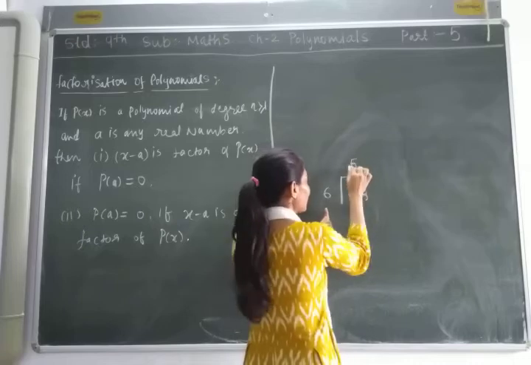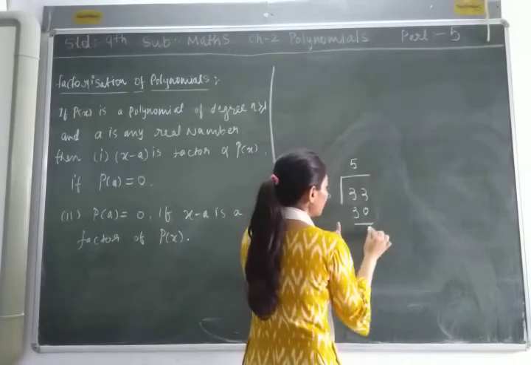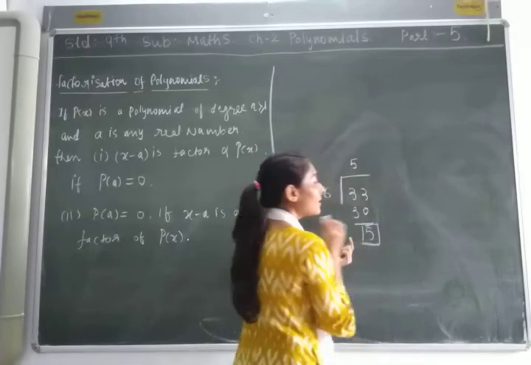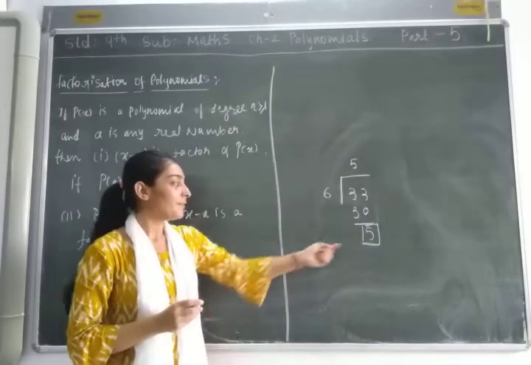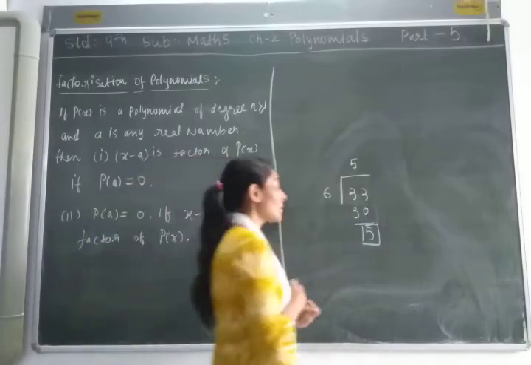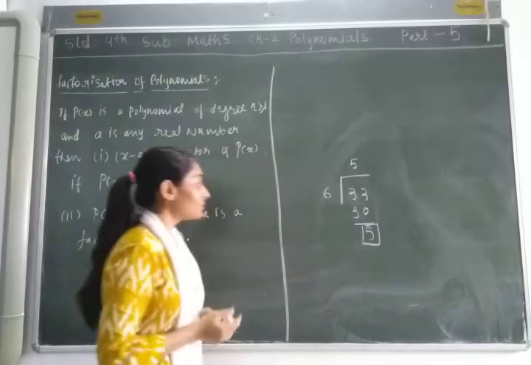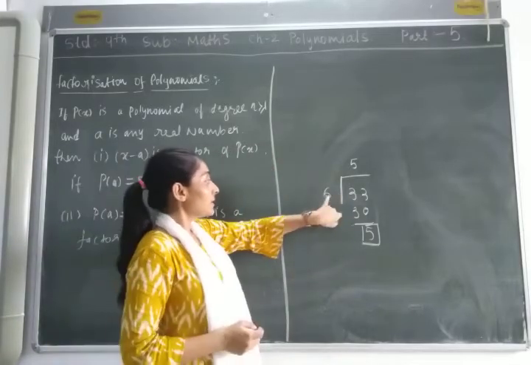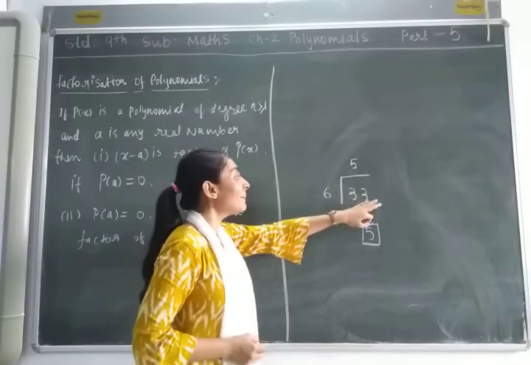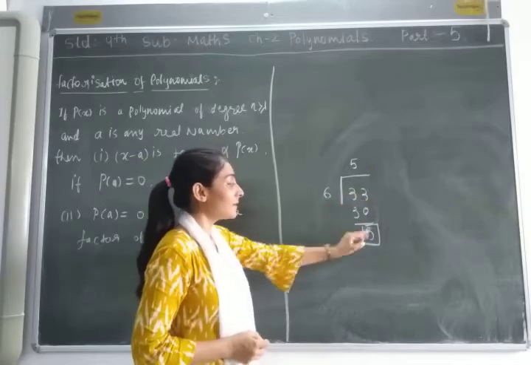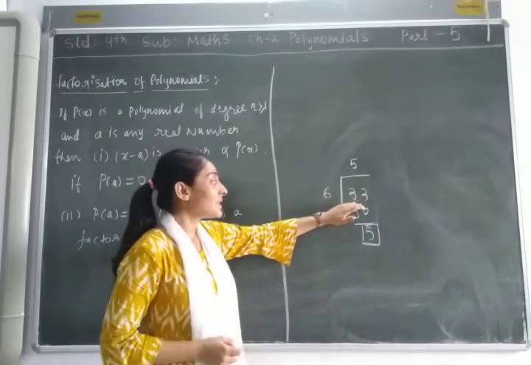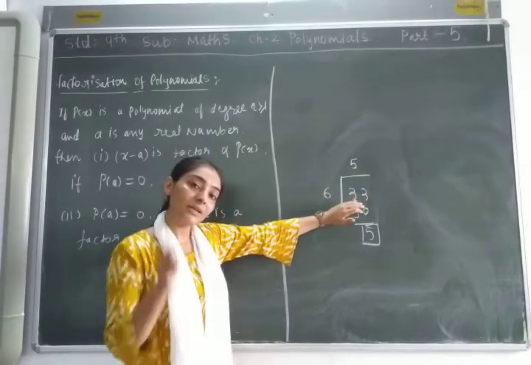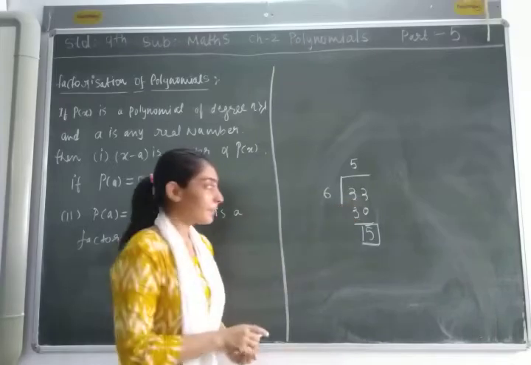So what I am getting is 30. It leaves the remainder 5. So we can say that 6 does not completely divide 33. So 6 is not a factor of 33.